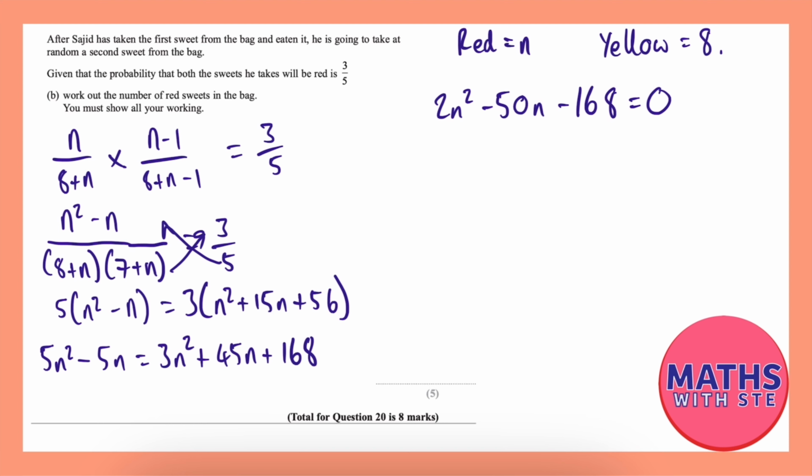Okay, getting there slowly. Now, all of this is divisible by 2, so I can get rid of that 2n squared. That's something I don't like. So let's just do that. I'm going to divide by 2. So therefore, I'm going to get n squared minus half of 50 is 25, n, minus half of 168 is 84, isn't it? 84, equals 0. Right, can this be factorised?